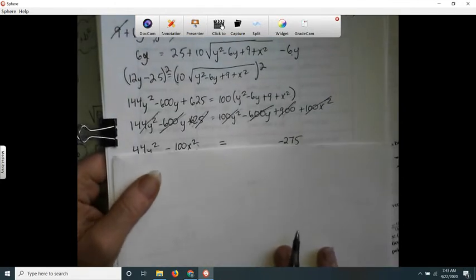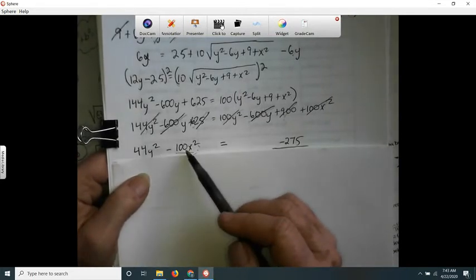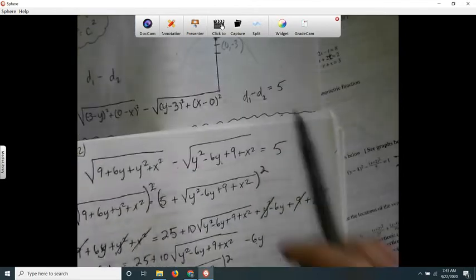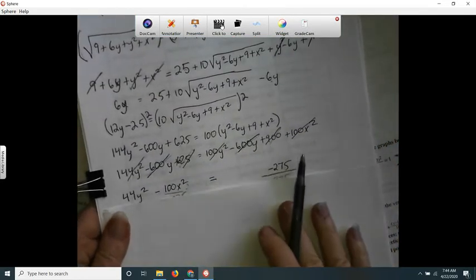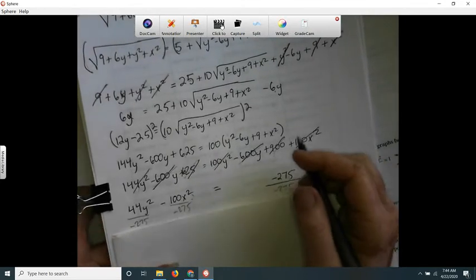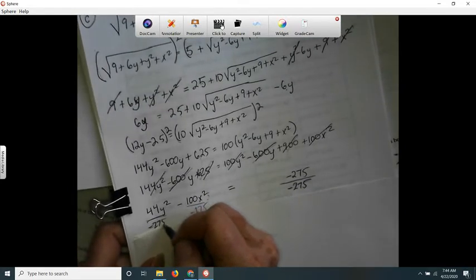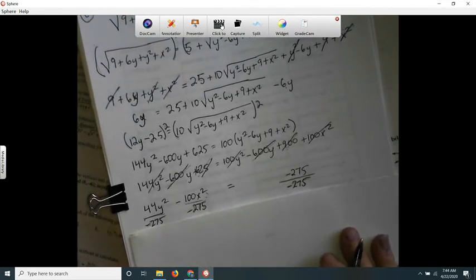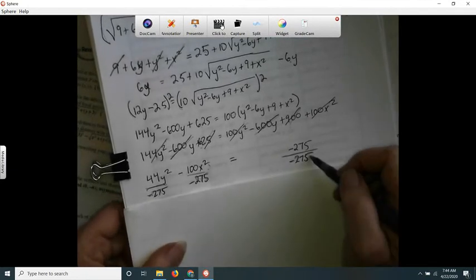And then I look at it and I see that I have all my variables on the left and all my constants on the right. And I know that I'm trying to get to here. So I need a 1 over on the right-hand side. So I want to divide both sides by negative 275. If you don't like fractions, you're not going to be very happy with this. This gets really weird. This just turns into a 1.